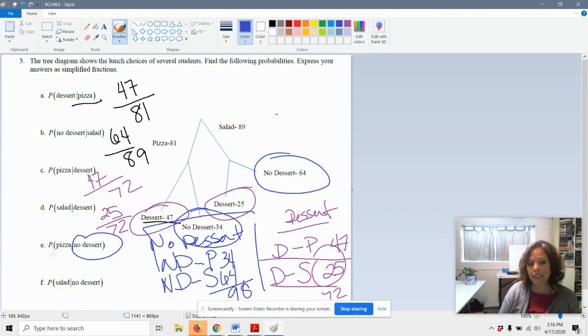So the number of people in our no dessert category that had pizza, that's our 34. And then we use that total from our no dessert category, and that's 98. And here we're only looking at that no dessert category, so we're looking at the total people who had salad. That was 64. That's this number here. Okay, and then we divide it by our total that was in that category, which was 98.